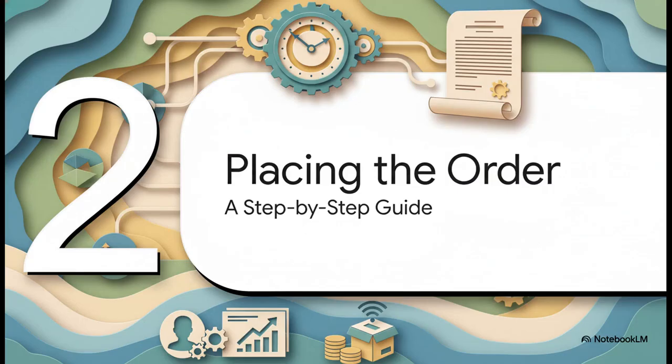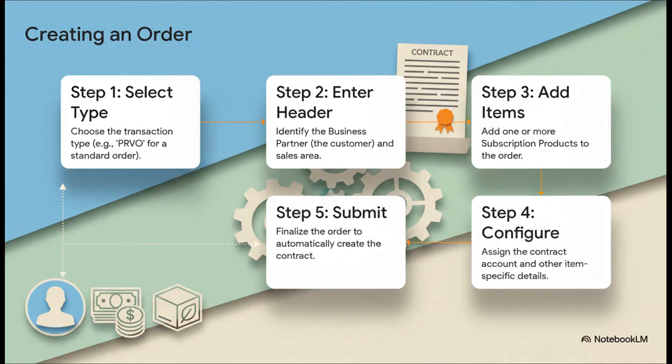Okay, foundation is set. Everything's in place. Now for the main event, actually placing the order. This is usually done in a really clean, modern interface, like the SAP Fiori app called Manage Subscription Orders, and it follows a very clear, very logical sequence of steps. The process itself breaks down into 5 key steps.